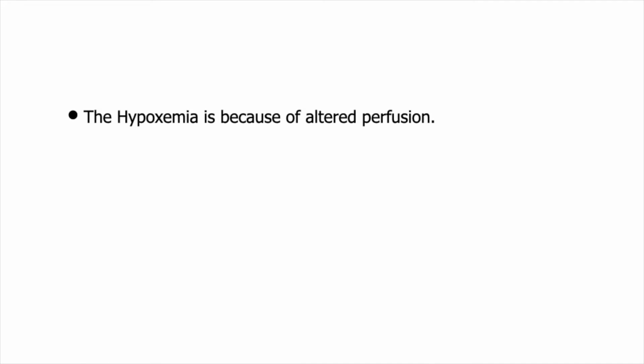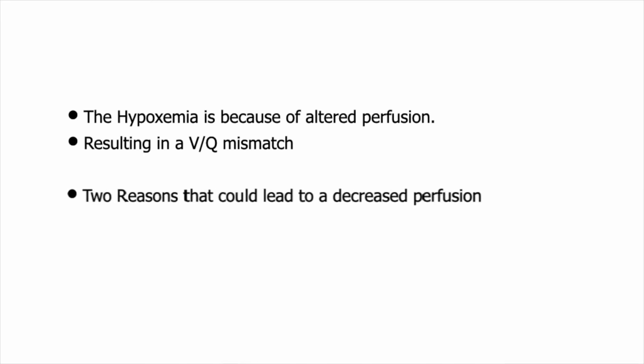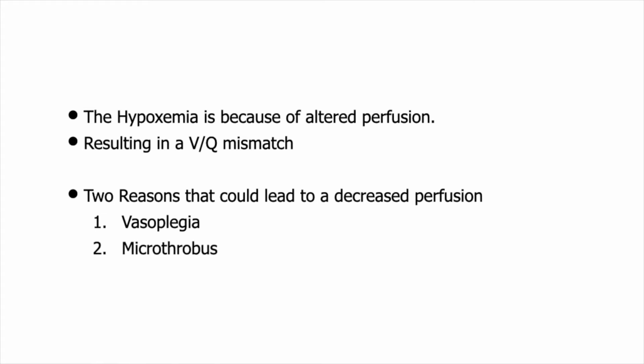So let's see why they do develop hypoxemia. The hypoxemia is because of altered perfusion, which results in a VQ mismatch. So the perfusion to the ventilated lung is not proper, resulting in the hypoxemia. So the two reasons that would lead to a decreased perfusion are vasoplegia, which could be due to the viral sepsis or the inflammatory response. The other is the presence of microthrombus in the pulmonary circulation, resulting in reduced delivery of the blood to the ventilated alveoli.